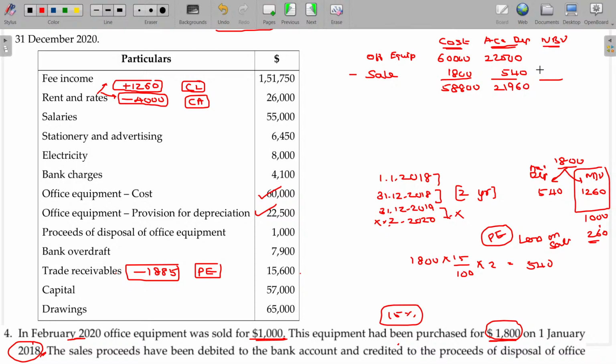Now this one will not be available. Okay. This 1,000 will be removed from where? Office equipment. Proceeds of disposal of office equipment. This is also to be recorded. We have completed all the three simultaneously.